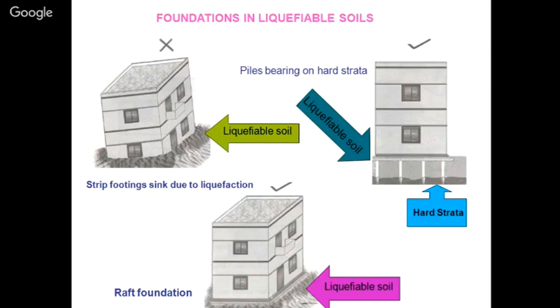If the strata is like liquefiable soils, you are supposed to keep the pile foundation in that case, and it is always advisable to use a raft foundation because it gives the same type of displacement to your superstructure. So there is no difference in displacement at your foundation level through the length and breadth of the building.